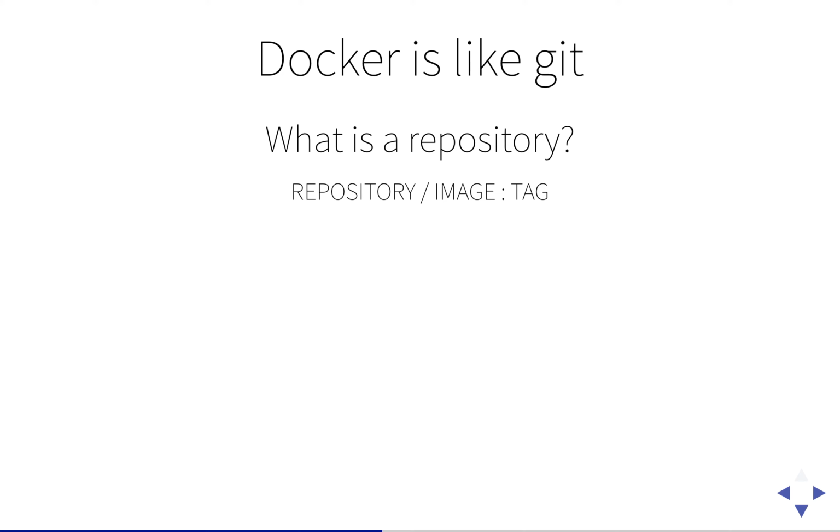All right, we'll go a little bit further and then jump to that Dockerfile. So one thing we need to know is Docker is to a great degree like Git. One thing that we need to know is what is a repository in Docker terms. So a repository is the repository name, usually your organization name / image name, : tag. The tag is optional. However, if no tag is specified, the implied tag is latest.